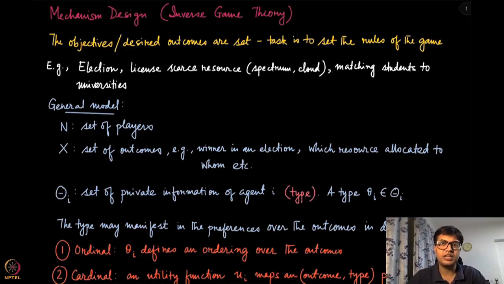As in this example, there are many other examples. So for instance, deciding the winner of an election is one desired outcome. Of course, we need to decide the winner of the election based on certain objectives, and we can set the rules for how we can get those objectives. Or we can do a certain kind of resource allocation. So let's say a scarce resource, something like spectrum or cloud resources, that can be licensed or given away with respect to certain desirable properties. Similarly, matching students to universities is also a mechanism design problem.